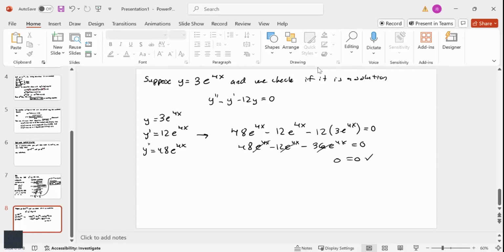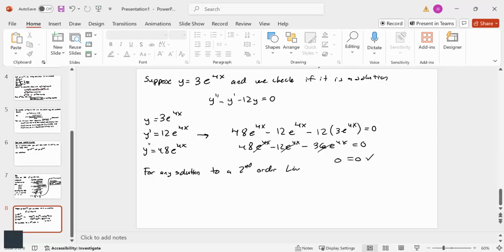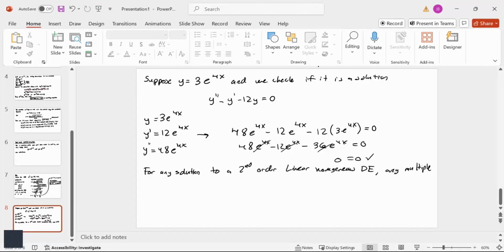Well, if e to the 4x works and 3e to the 4x works, then that means any multiple of e to the 4x works. So that's what we're going to claim here, that for any solution to a second order linear homogeneous differential equation, any multiple of a solution is also a solution.